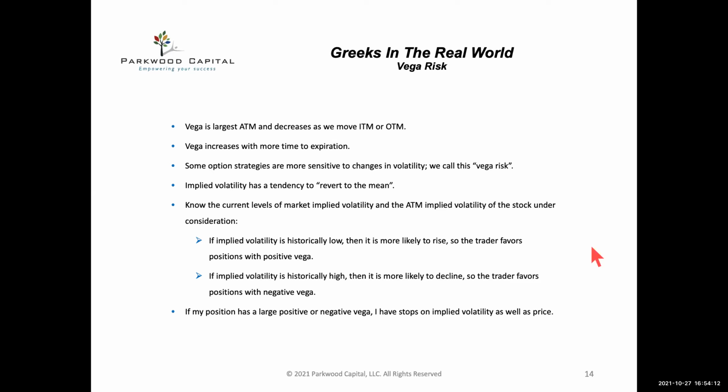In any case, you want to know, are we toward the top of implied volatility historically right now? Well, in that case, it's more likely it's going to decline, and I don't want to put on a calendar spread. I need to find a strategy that would benefit from declining implied volatility, like selling an expensive option and buying it back later. So always know where implied volatility is compared to its history.